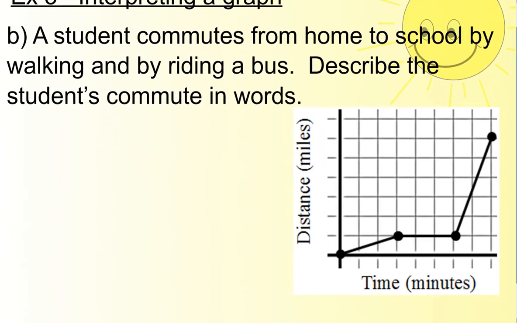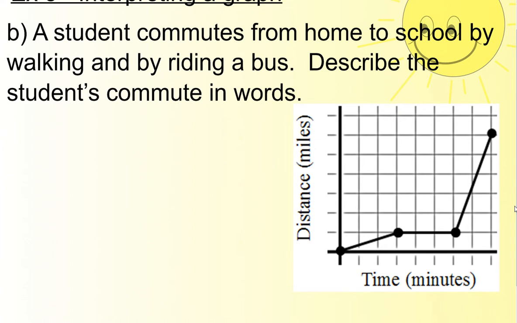Letter B. A student commutes from home to school by walking and riding a bus. Describe the student's commute in words. Okay, so we have time in minutes, we have distance in miles. If we just look at the graph, from here to here, it's increasing. But looking overall at the graph, it's not increasing by very much. So it's kind of increasing slowly. So in the first unit of time, it's slow.